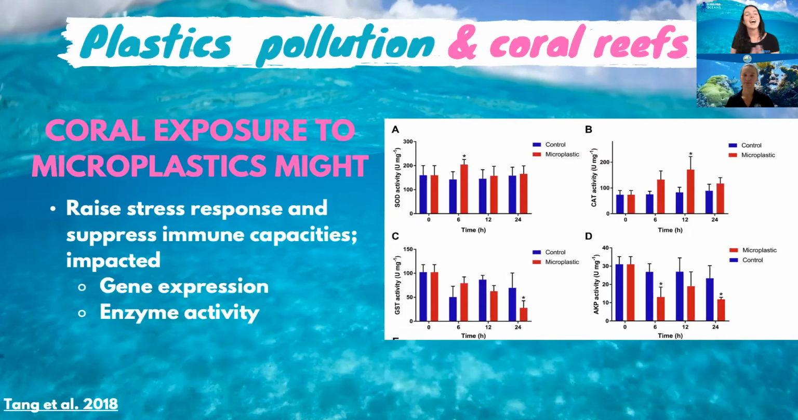A few more things that microplastics might be doing to our coral colonies. This one study found that when these corals were exposed to waters with microplastics in them, they looked at gene expression and enzyme activity and found upregulation in stress response and the downregulation or suppression of immune defense capabilities. So it could be hindering the coral's ability to have a properly functioning immune system.